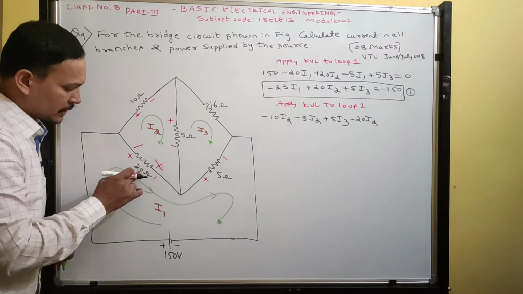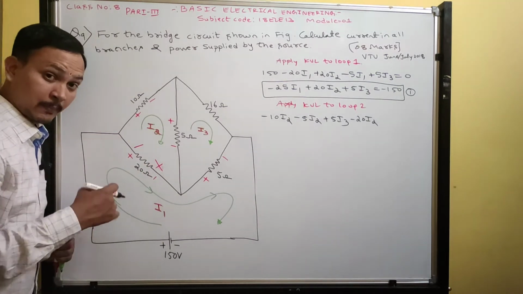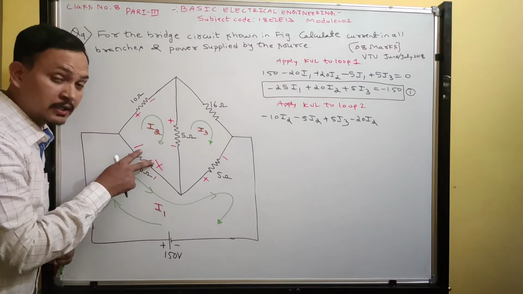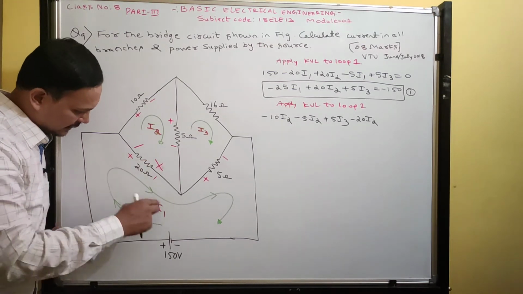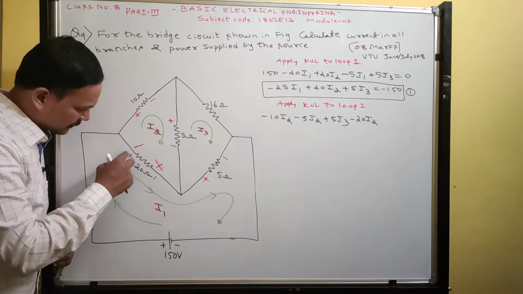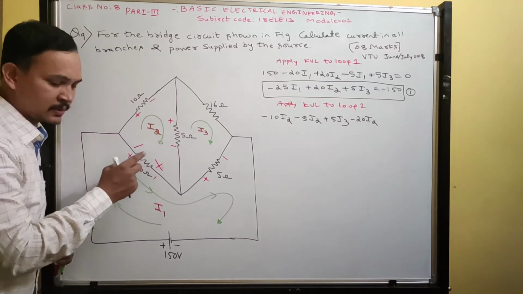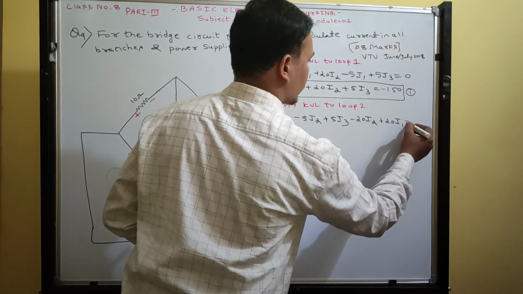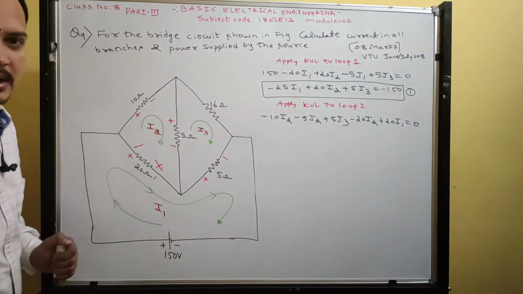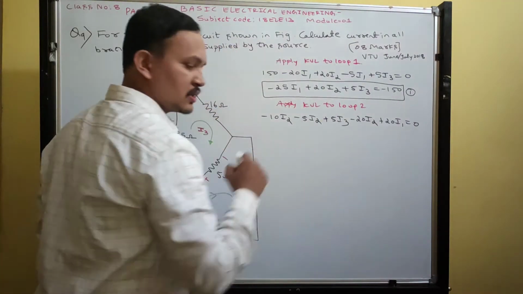Next, this 20 ohm lies between loop 1 and loop 2. You are applying KVL for loop 2. Consider loop 2 polarities and see the direction of I1. I1 is flowing like this, so while going like this, it takes this terminal. Minus to plus is rise. So plus 20 I1 equals 0. Don't forget to write 0. That is the KVL definition.